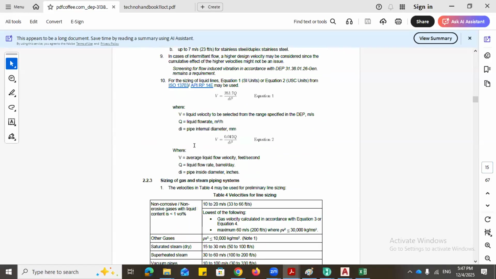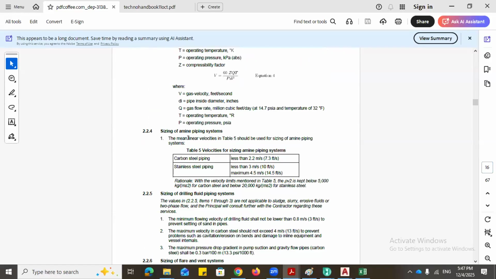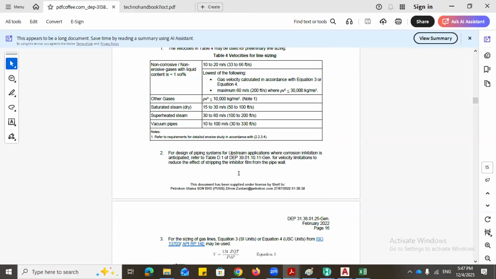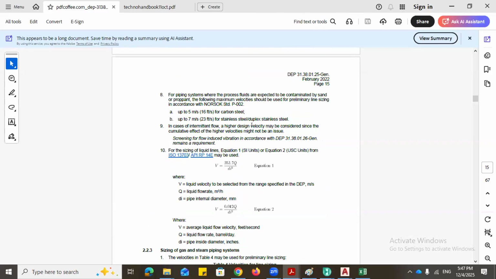We also have sizing for gas and steam piping system. We also have sizing for amine piping system, right? Sizing for drilling piping system. All these sizing depend on the fluid you are passing through, right? But in summary, most of these companies generate their standard from these: API 14E and ISO 13703. This is the American standard, this is the British standard, right?